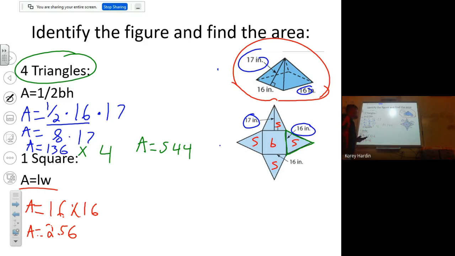Okay, now my last step. I've got the triangles and I've got the square.